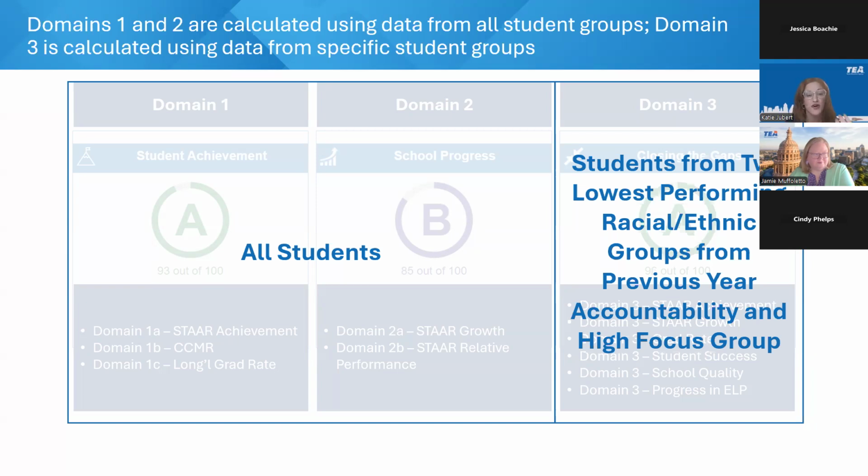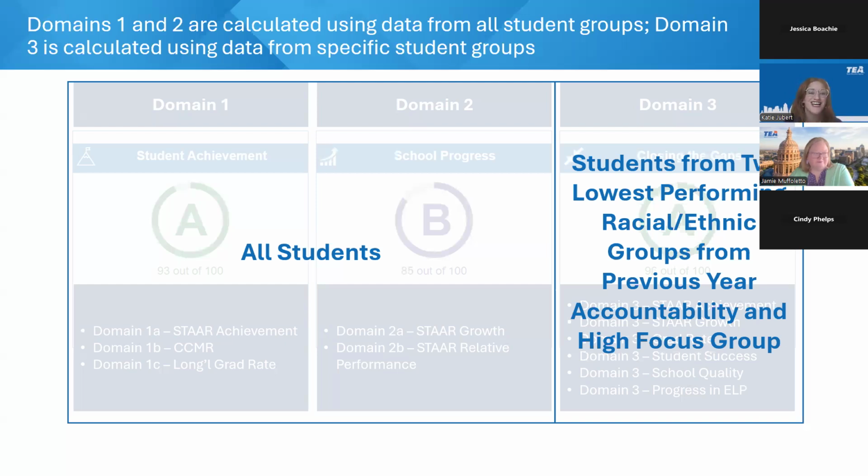So of course, the all student group is still reflected in your domain 3 results, but we are also looking at the 2 lowest performing racial or ethnic groups from the previous year, as well as your high focus group, which includes students who are economically disadvantaged, students with disabilities, your English language learners, as well as your students who are highly mobile, which includes homeless, foster, and migrant students. So that is accountability in about 25 seconds.